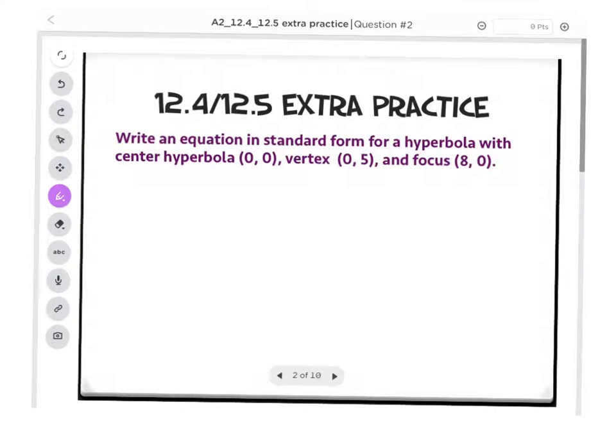All right, so because the vertex is at 0, 5, this is now what kind of hyperbola? Vertical, which means what letter comes first? Y squared minus x squared. So I know I'm going to eventually fill those in, right? The vertex being at 0, 5, that 5 is what? That's just the A by itself, right? And then the focus, the 8, 0 is what?